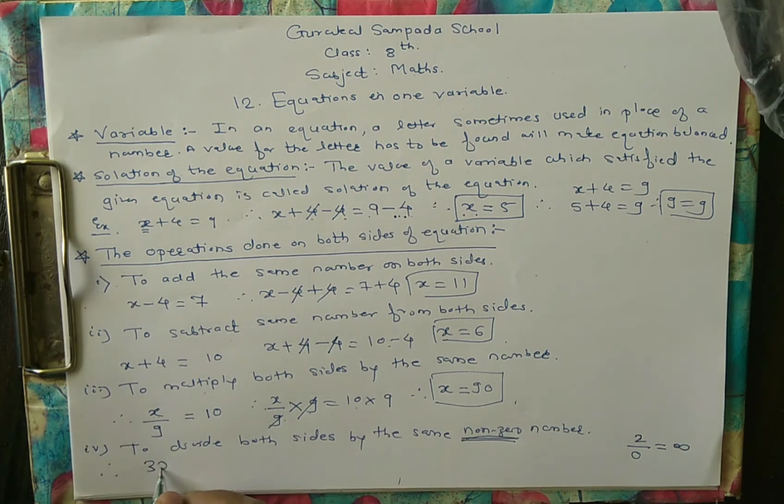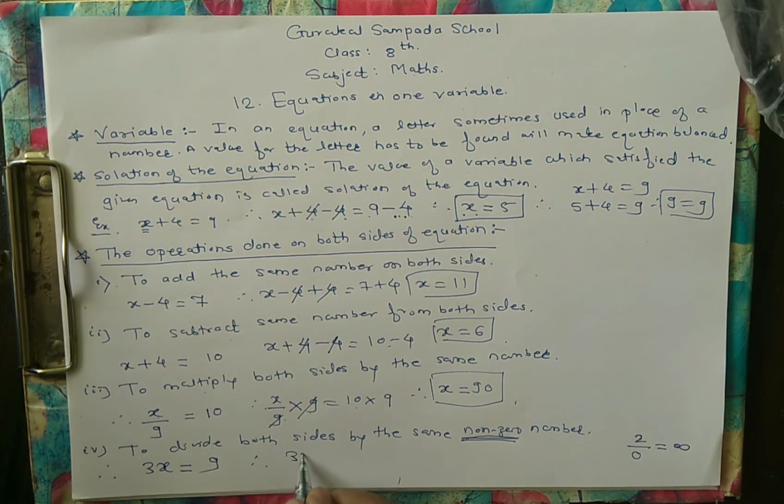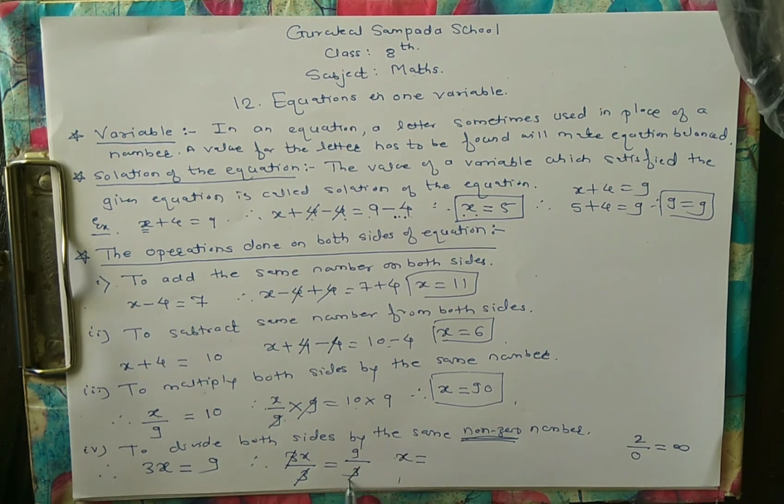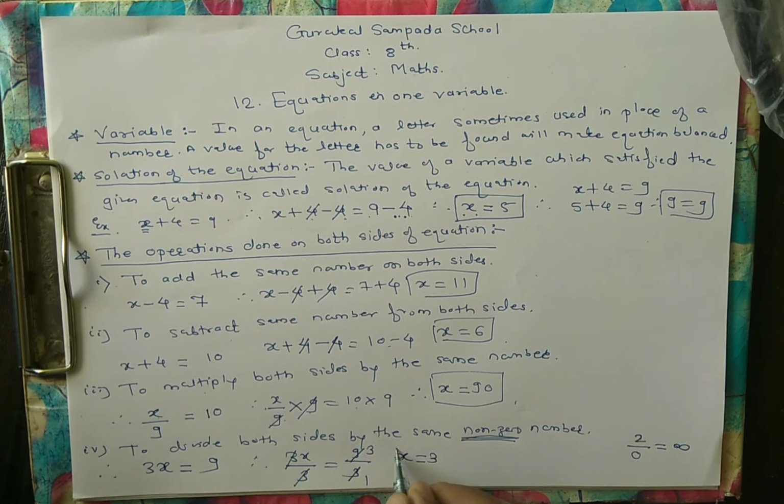Consider the example 3x is equal to 9. Now on the left side only x should be left. Here 3 is multiplied, so to cancel the 3 we divide by 3, that is 3x divided by 3. The same operation on the right hand side: 9 divided by 3. The 3 cancels, so on the left side x is left, and 3 ones are 3, 3 threes are 9, so x is equal to 3. We divided both sides of the equation by the same non-zero number.